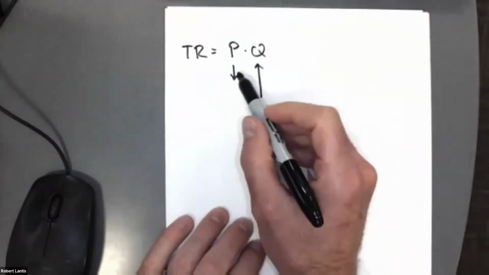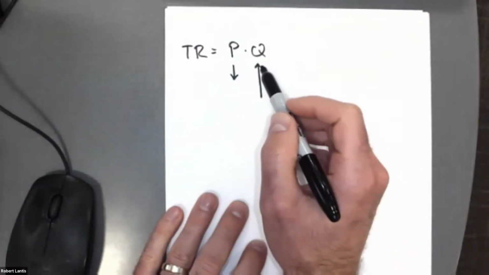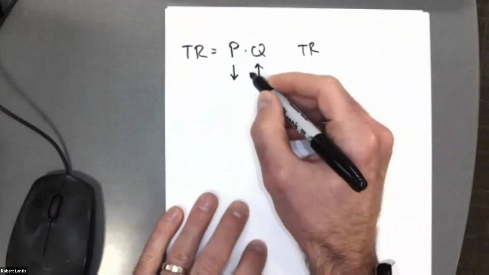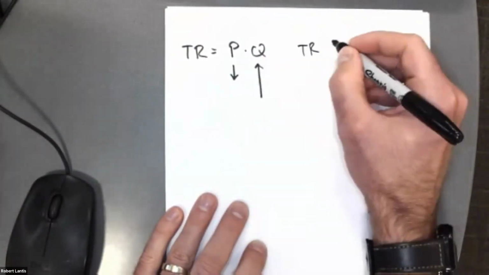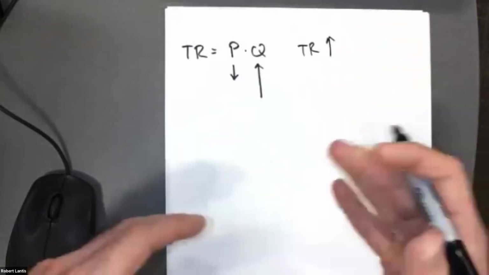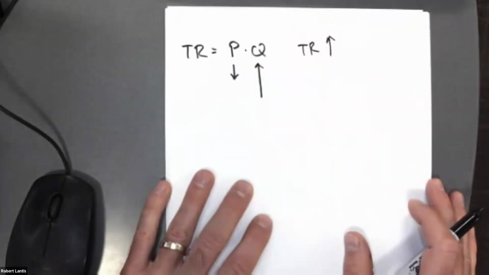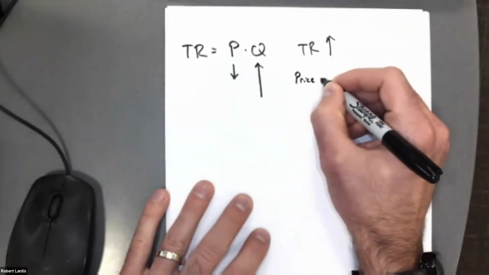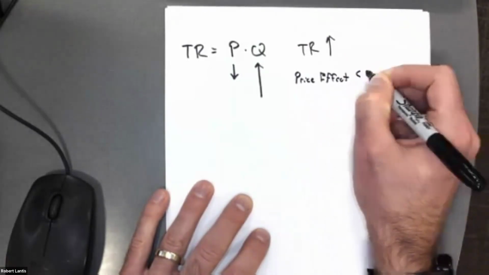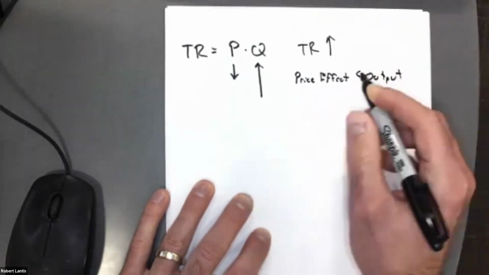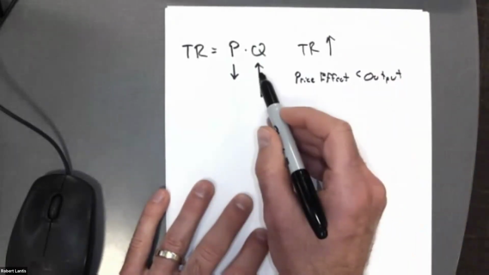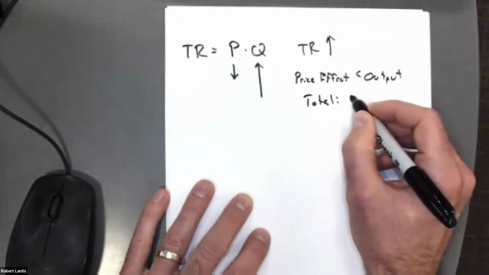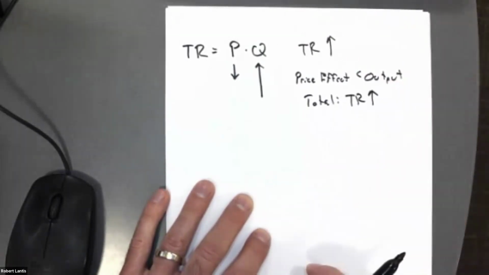So here, if that price effect is less than the output effect, what's going to happen to my total revenues? Well, the output effect is going to be the larger effect, so that's the one that wins out and dictates what the total effect is. If the output effect is larger, and I'm selling more units, my total effect is that total revenue goes up.